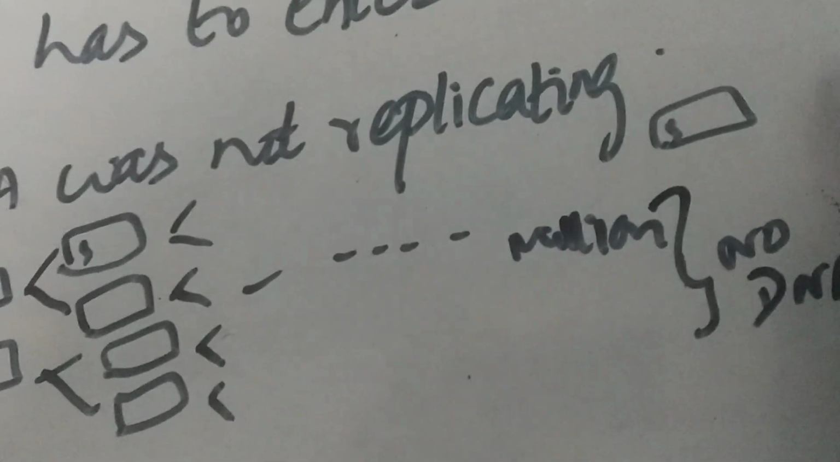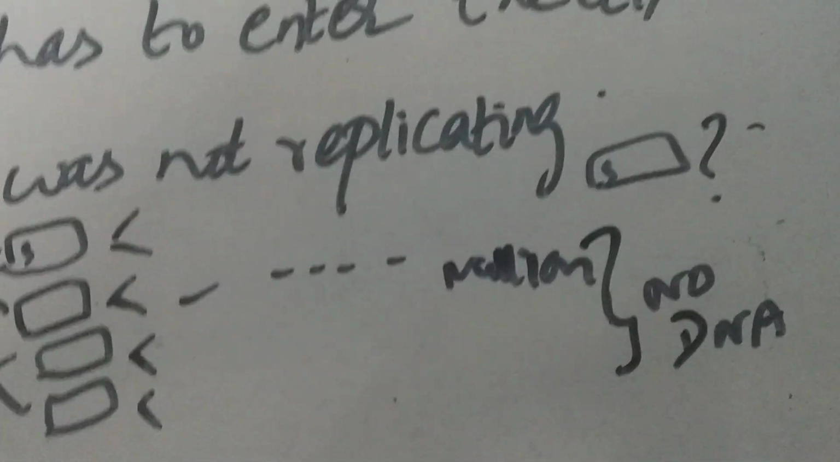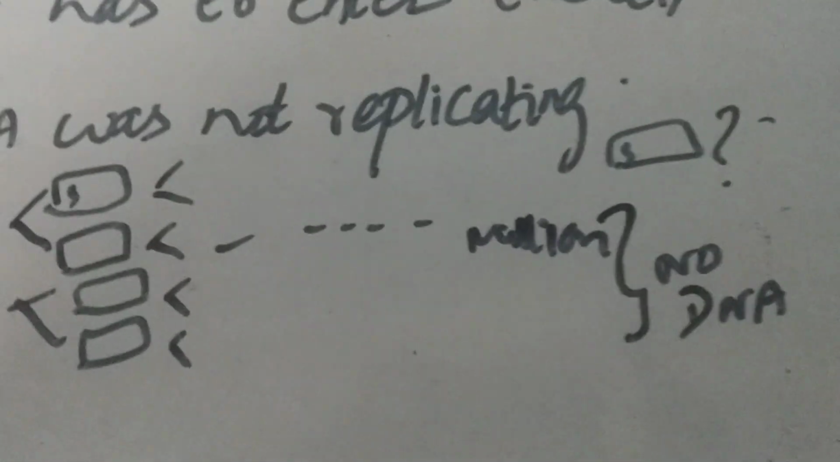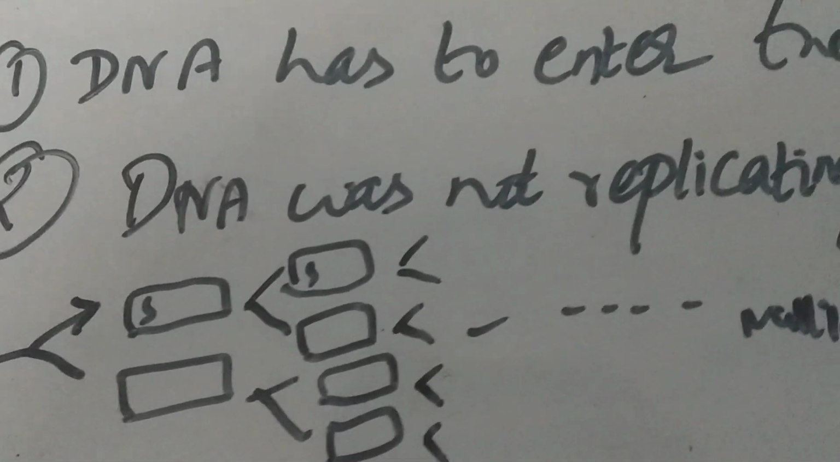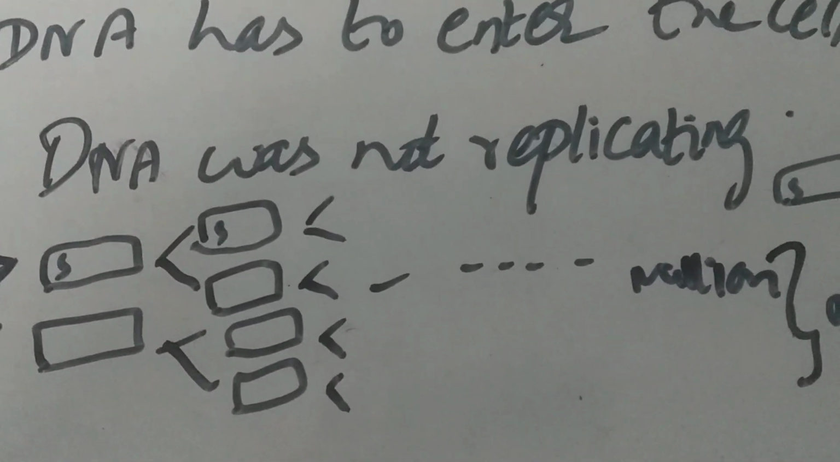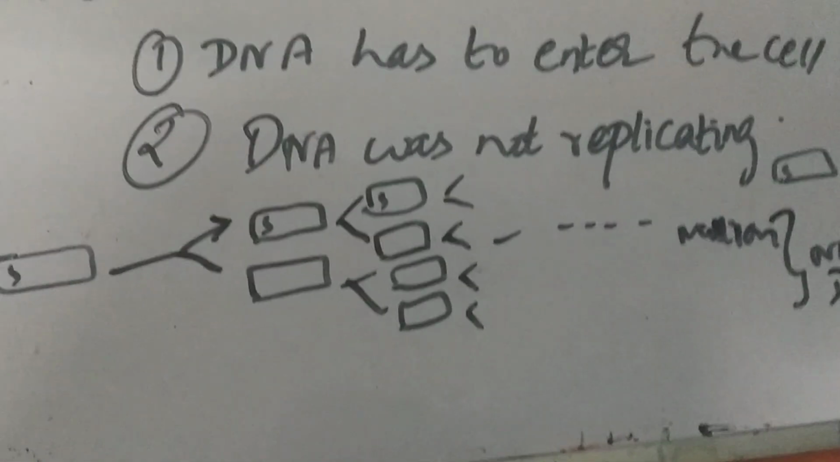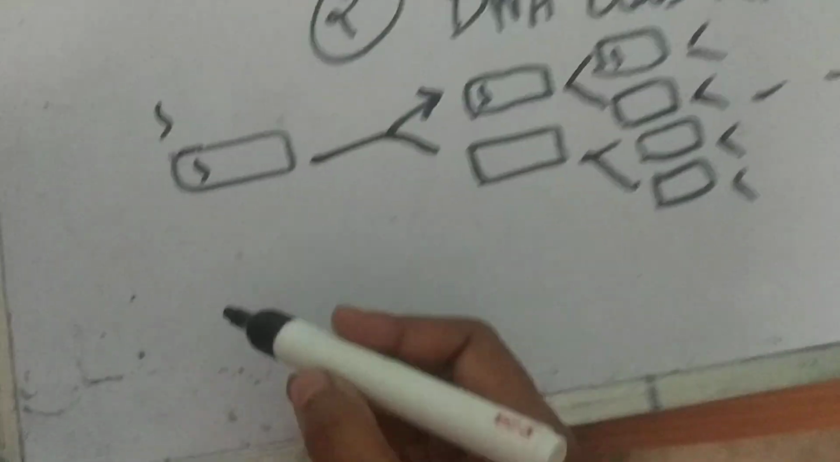So what has happened? Will you be able to find that one cell among these million cells? Obviously you will not be able to find it. So this is what was happening. The problem was that the DNA was not replicating. Alright, so the scientists once again put a question.